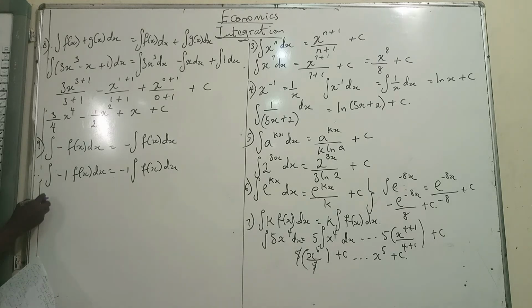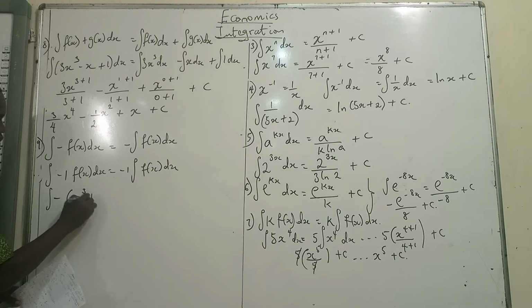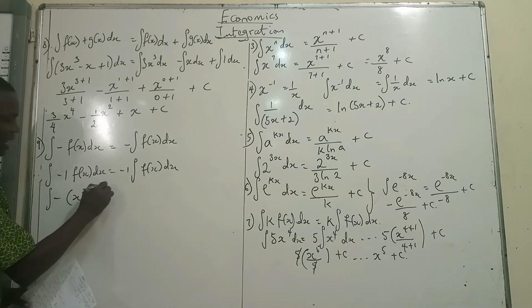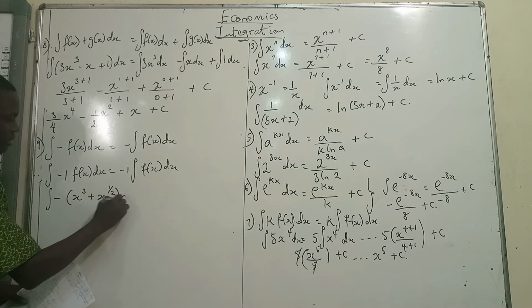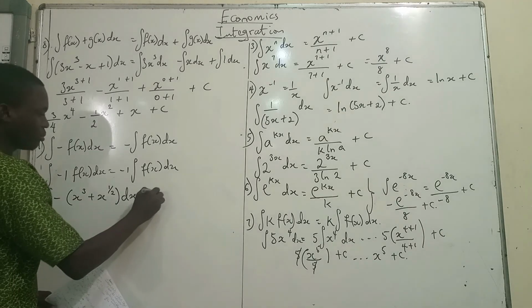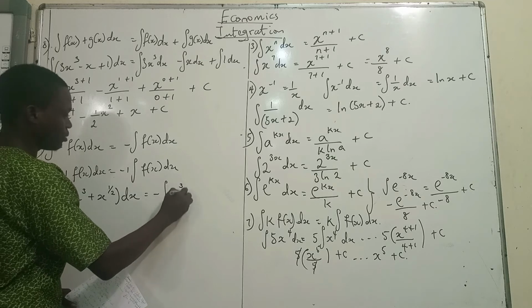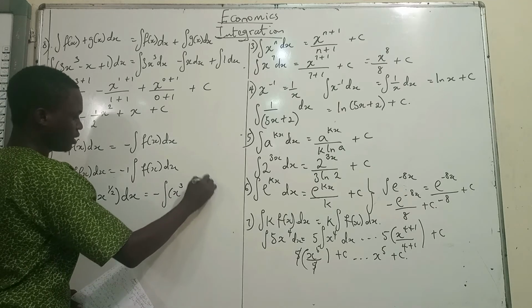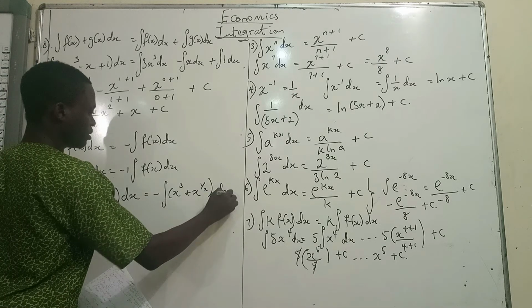Okay, let me bring a question from my small head. So you have minus the entire function of x cubed plus x raised to power, let me say half, to make things a little bit interesting, then dx. Now this is just going to give us minus the integral of x raised to power 3 plus x raised to power half. Yeah, this is nice. The x is still there.